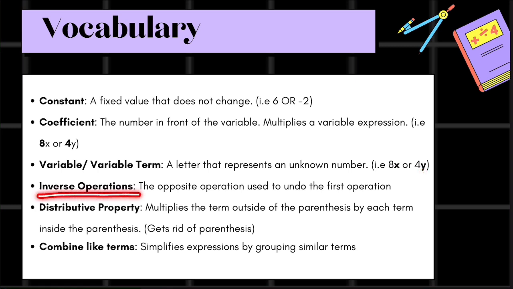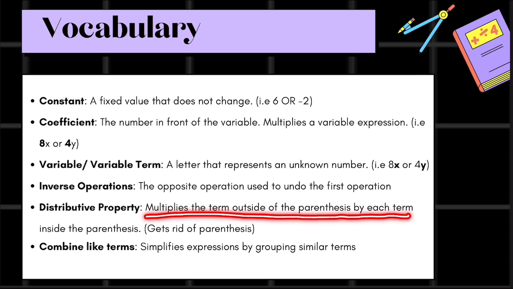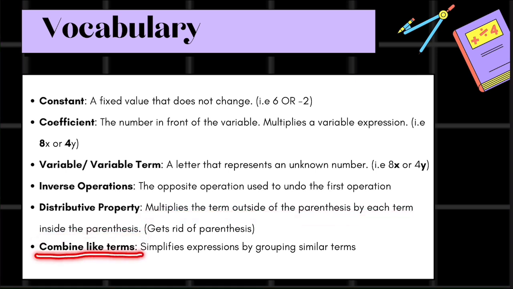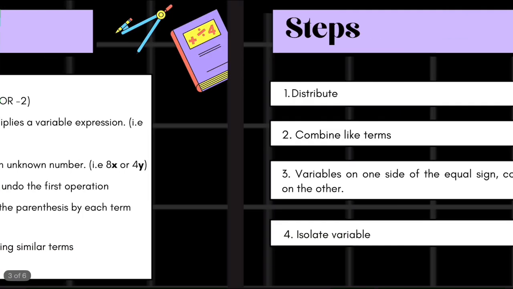Inverse operations are the opposite operation used to undo the first operation. For example, the opposite of multiplication is division, and the opposite of addition is subtraction, and vice versa. The distributive property gets rid of parentheses. It multiplies the term outside of the parentheses by each term inside the parentheses. And lastly, combining like terms simplifies expressions by grouping similar terms.